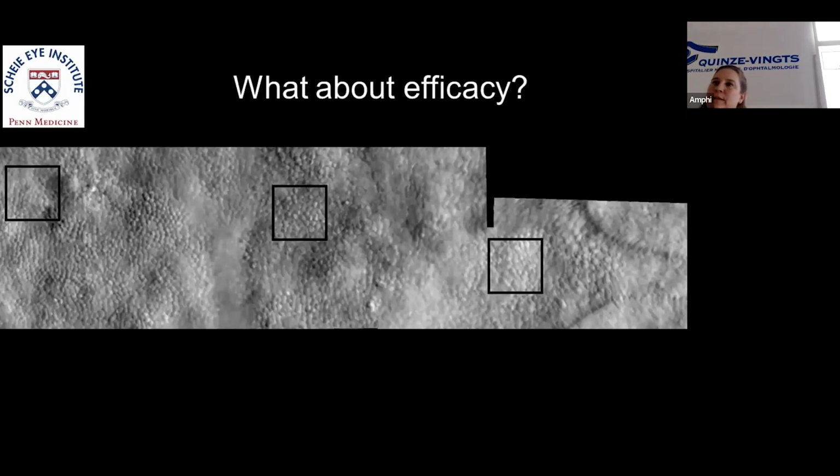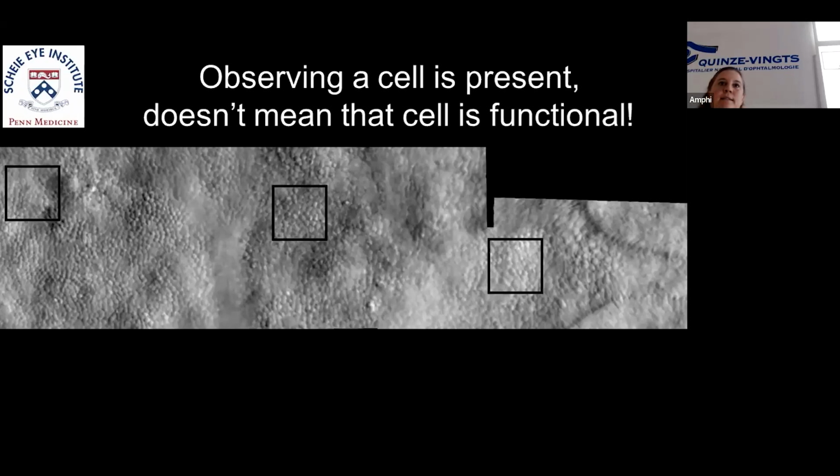But what I've told you about so far is really about safety. And so one of the things that we want to know is, well, is the gene therapy working? What about efficacy? And so what I want to impress upon you is that just because we see a photoreceptor visible in the image, that doesn't necessarily mean that the cell is functional. And so we need to develop methods that can assess the function of cells at the same time that we're also assessing their structure.